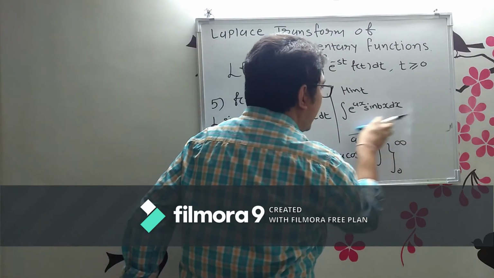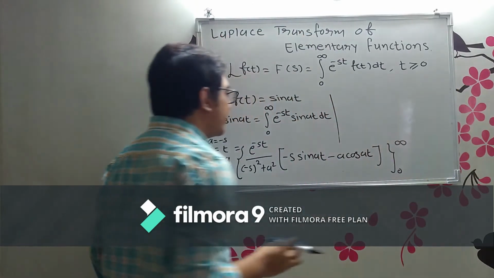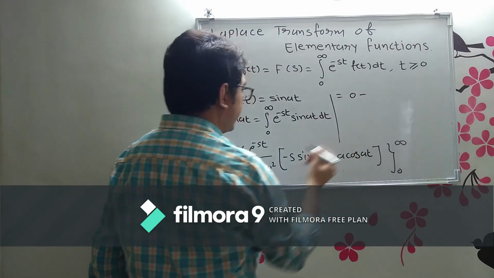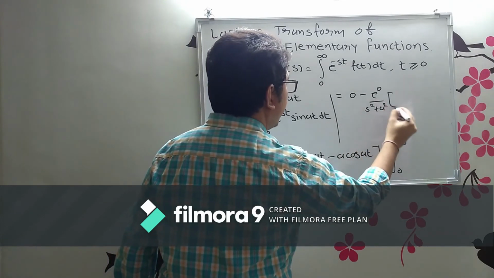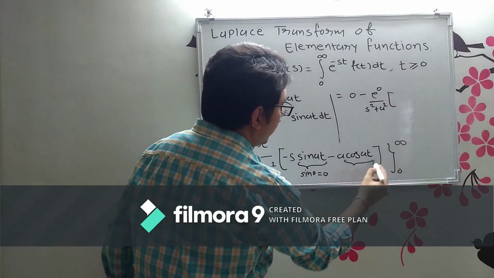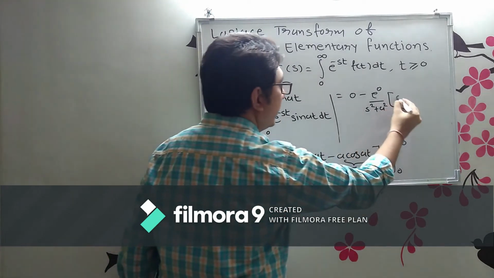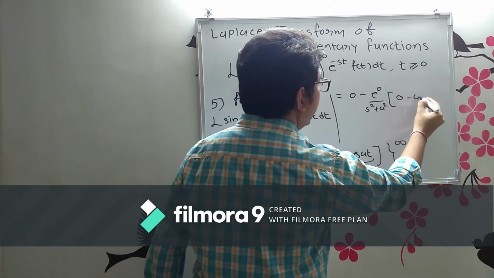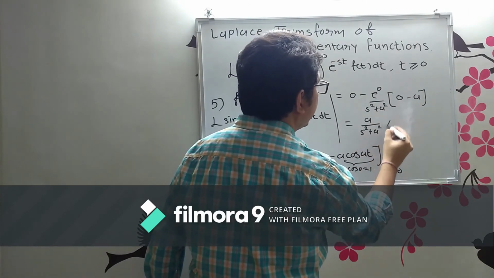Okay. So how to substitute the limit? Here once again we have the term e raised to minus st. So whenever you are substituting that limit, this term will become 0. So upper limit is 0 like the previous one, minus lower limit is e raised to 0 upon s square plus a square into the bracket. Sine 0 will give you 0, and cos 0 will give you 1. So the first term will become 0, and the second term, cos 0 is 1, so it will give you minus a. So the final answer is a upon s square plus a square.